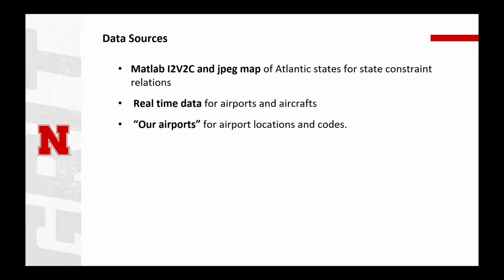Coming to the data sources, we collected the data from MATLAB I2V2C and JPEG map for the state constraint relations of the Atlantic states. We also took the data of airports and aircrafts from real-time data, airport locations and codes from our airports.